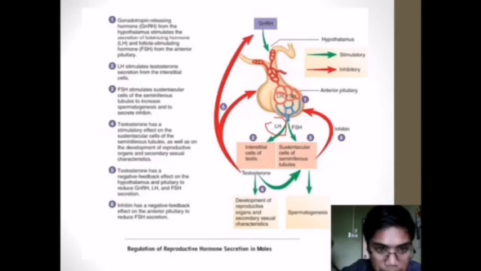Meanwhile, when FSH is stimulated, it will produce inhibin. When the production of inhibin is high, inhibin has a negative feedback on the anterior pituitary to reduce FSH secretion. Thus, it shows how the regulation occurs. In this regulation, only negative feedback occurs, which is when one hormone is in high amount, it will stop another hormone's production.